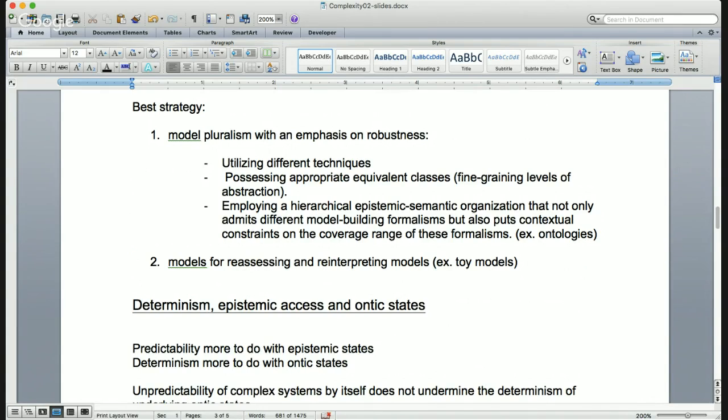This is a fundamental reason why the often discussed unpredictability of chaotic and complex systems by itself does not undermine the determinism of the underlying ontic states of nonlinear complex systems in classical mechanics. So arguments like Karl Popper's, to the effect that a breakdown in predictability implies a breakdown in determinism, trade on this conflation of epistemic conclusions and ontic conclusions, basically epistemic states and ontic states.